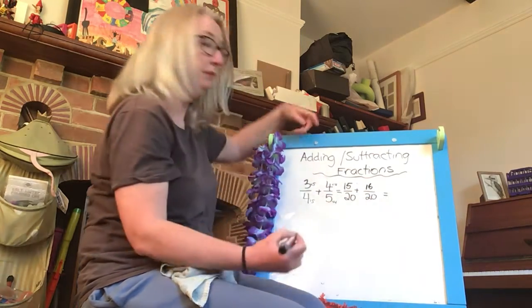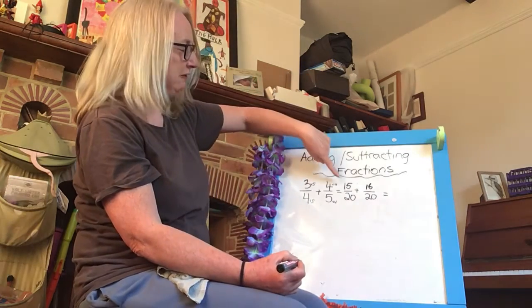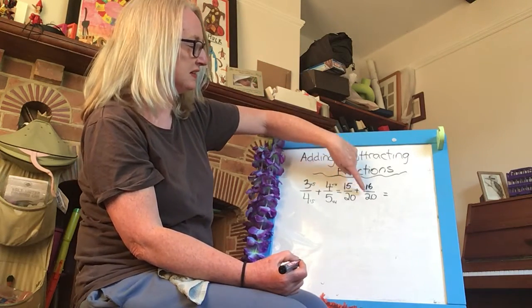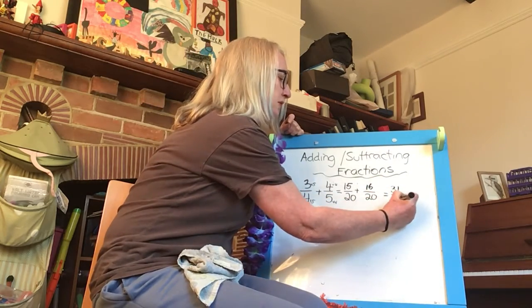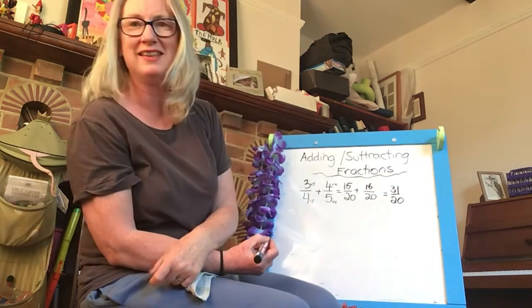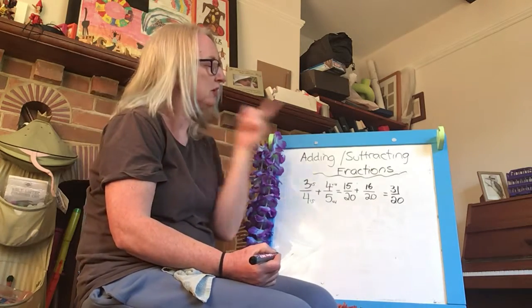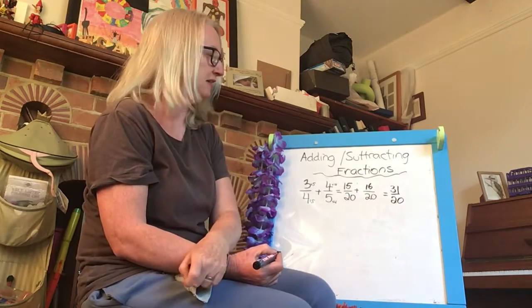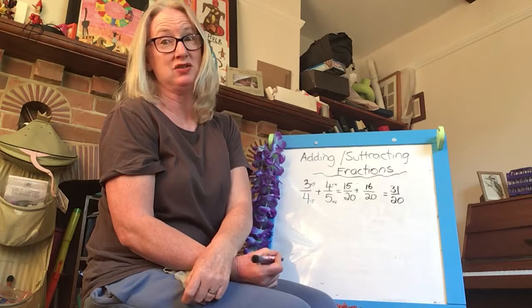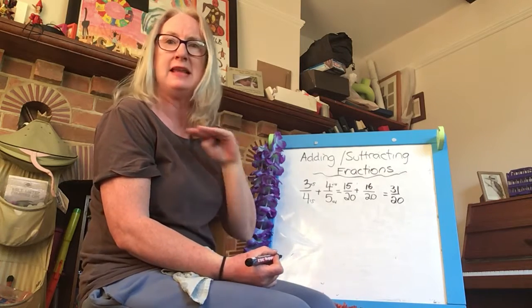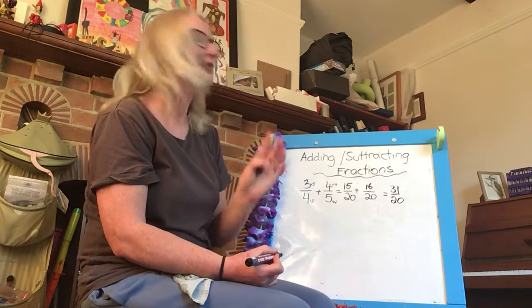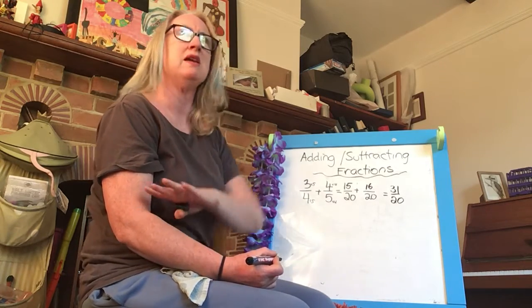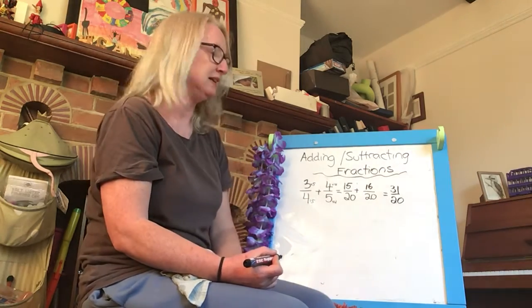20ths. Using our fruit idea, 15 pieces of fruit plus 16 pieces of fruit makes 31 pieces of fruit. And there's our final answer. However, when you look at this final answer, we can see that the fraction is what we call top heavy. It's an improper fraction. And we don't allow improper things in maths. We don't like it. We like everything to be nice and neat and properly done.